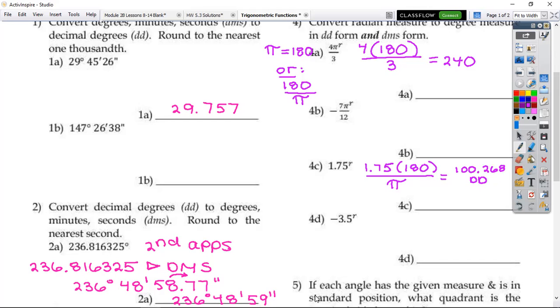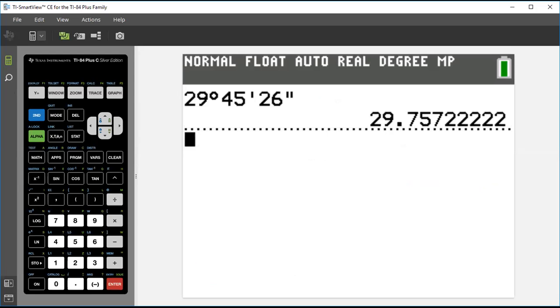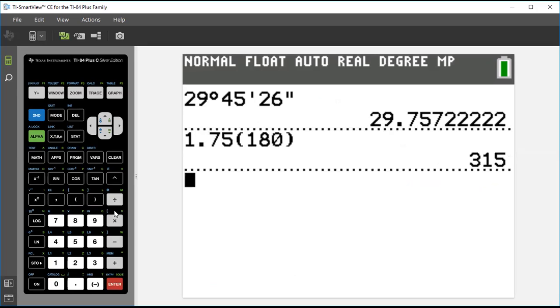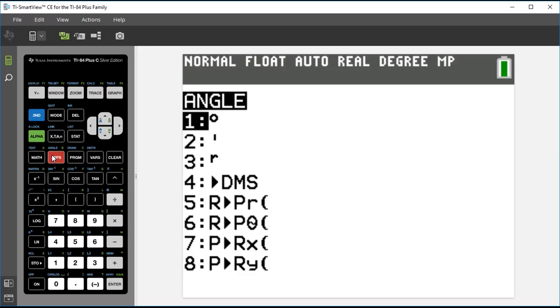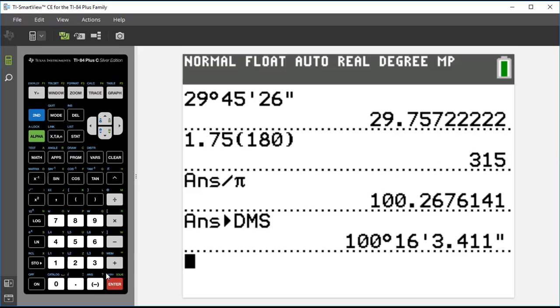So I'm going to go back to my calculator and just make sure you know how to do this. All right, so I am going to type in here 1.75 times 180 to get that number. So times 180, enter. And then I'm going to divide it by pi to bring me to the decimal degree answer. And then I'm going to take that answer and convert it to DMS. You don't need to show any work for that. You're just going to simply do this. Enter. So our answer is 100 degrees, 16 minutes and 3 seconds, because that does not round up. So just like that.